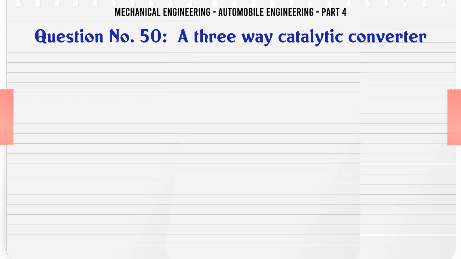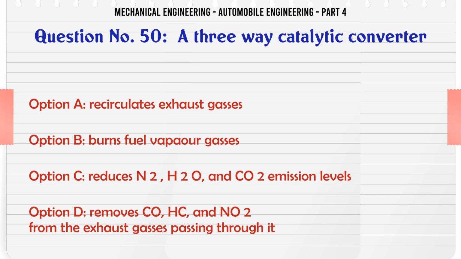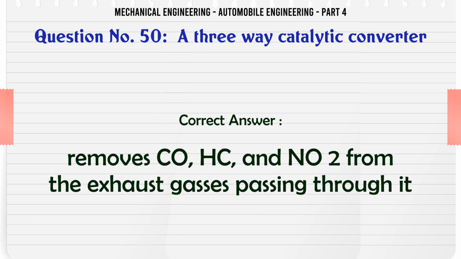A three-way catalytic converter: A. Recirculates exhaust gases. B. Burns fuel vapor or gases. C. Reduces NOx, H2O and CO2 emission levels. D. Removes CO2 and NOx from the exhaust gases passing through it. The correct answer is: removes CO2 and NOx from the exhaust gases passing through it.